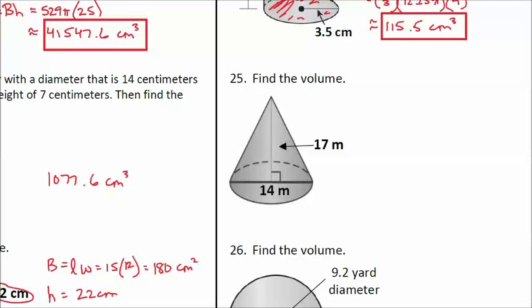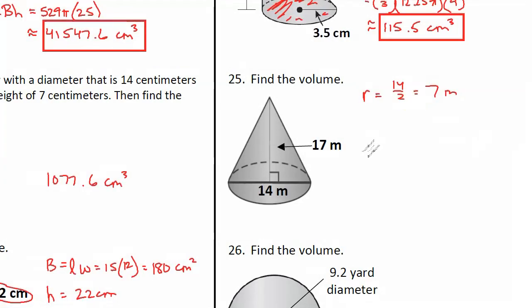Okay, we're back. Let's take a look at question number 25. Hopefully you noticed on this one that the radius is not 14. The radius of this one is equal to the diameter divided by 2. So make sure you get this correct. If you're given the diameter, you have to divide that by 2 to get the radius. The volume of this cone should be approximately 872.3 meters cubed. You're going to have a base area of 49 pi and a height of 17.